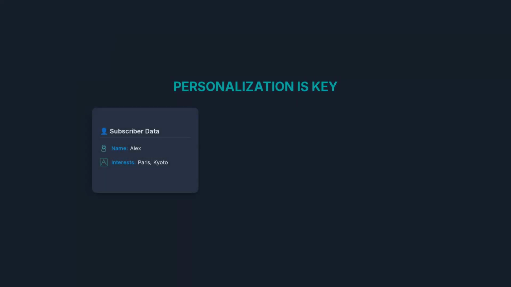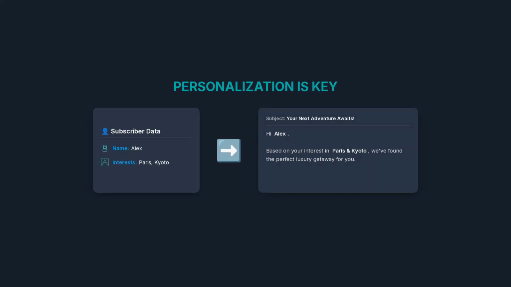Personalization is key. Use your subscribers' data to personalize your emails. Address them by their names and send content based on their past interactions and preferences. For instance, a travel agency might send personalized vacation offers based on previous destinations a subscriber has shown interest in.